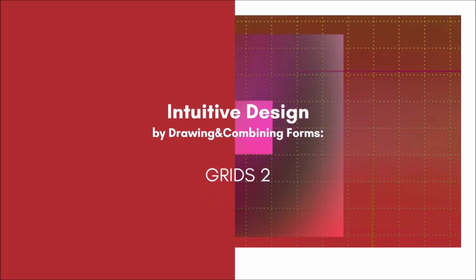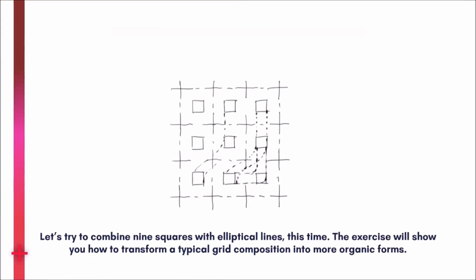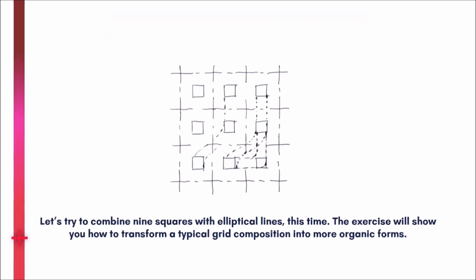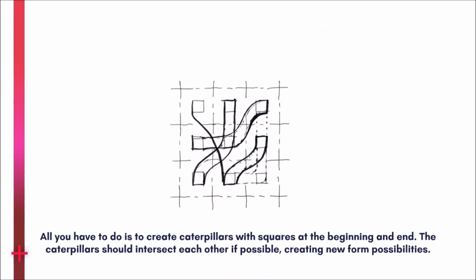Intuitive design by drawing and combining forms, grids 2. Let's try to combine 9 squares with elliptical lines, this time. The exercise will show you how to transform a typical grid composition into more organic forms. All you have to do is to create caterpillars with squares at the beginning and end. The caterpillars should intersect each other if possible, creating new form possibilities.